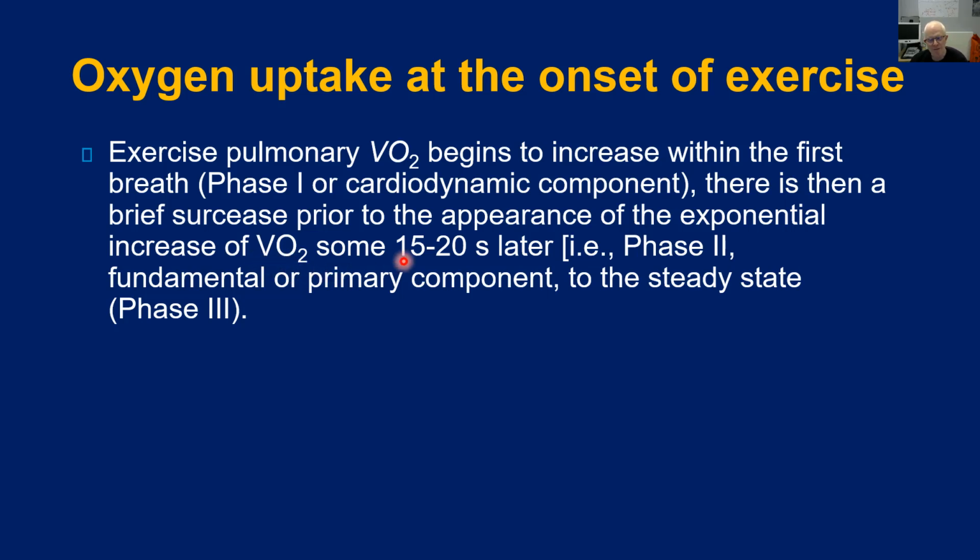And it's around about 15 to 20 seconds later when phase 2 occurs. And that's what we call the fundamental or primary component. The end of phase 2 is where we get to phase 3, which is steady state. So there are the 3 phases in that curve. So although that curve looked pretty uniform that we've seen in previous diagrams, both from Jones and Paul and also from Astrand and Rodell, it's actually made up of 3 different responses. And these 3 different responses have 3 physiological foundations to them.